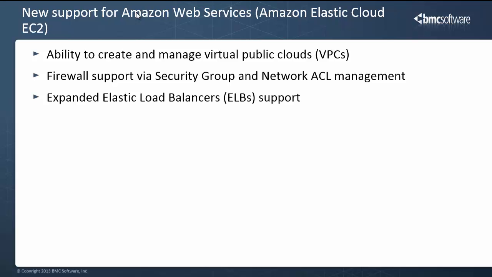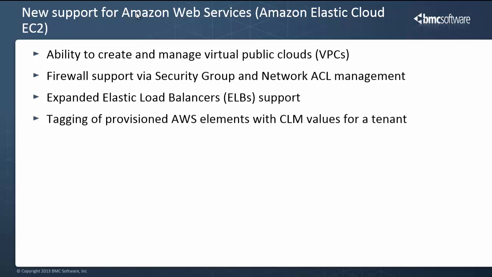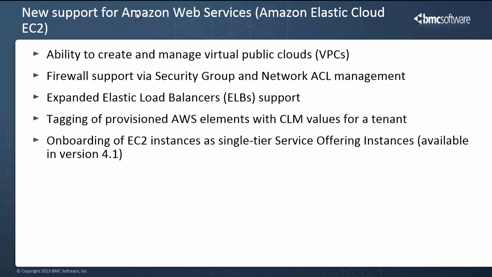They can create and manage elastic load balancers, ELBs, for a VPC. They can tag provisioned AWS elements with CLM values for a tenant. They can now onboard EC2 instances as a single tier service offering instance, and this functionality is now available in 4.1. The cloud end user will now be able to provision to an availability zone or a VPC.